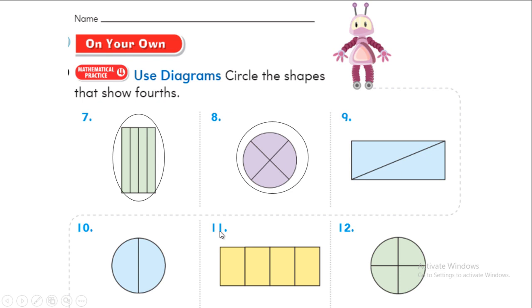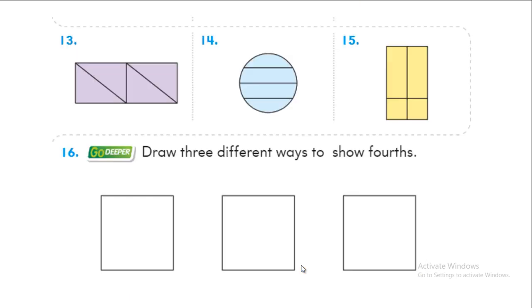Number 11, 1, 2, 3, and 4. 4 equal parts. So circle number 11. Number 12, again 4 equal parts. Circle. Now number 13. Do you want me to count with you? Okay. 1, 2, 3, and 4.